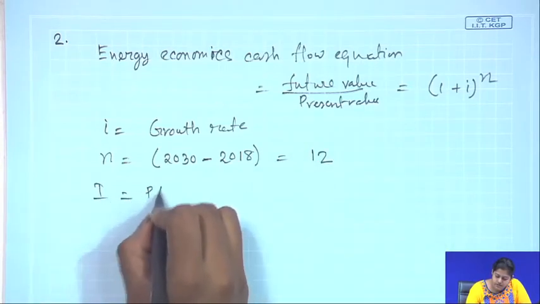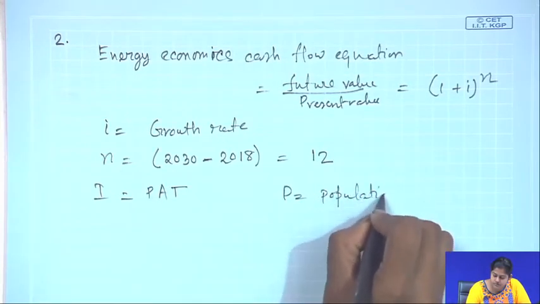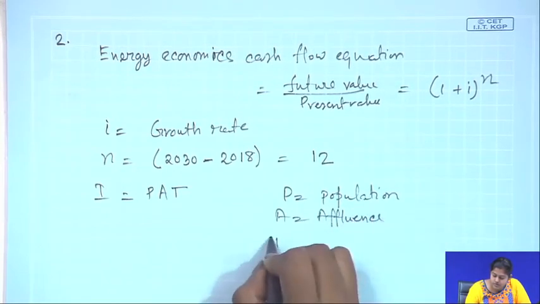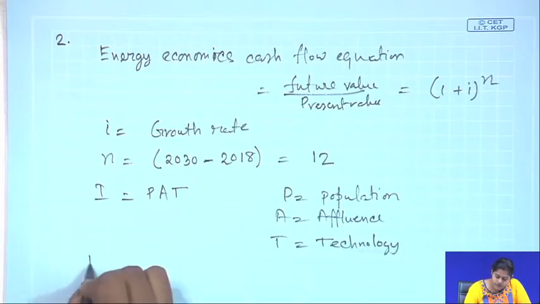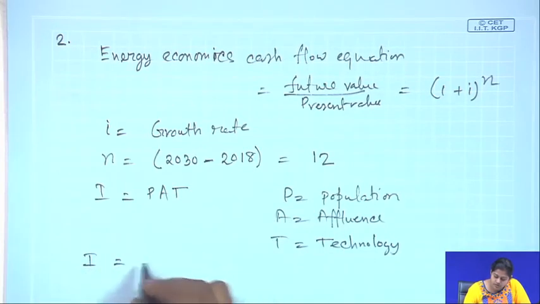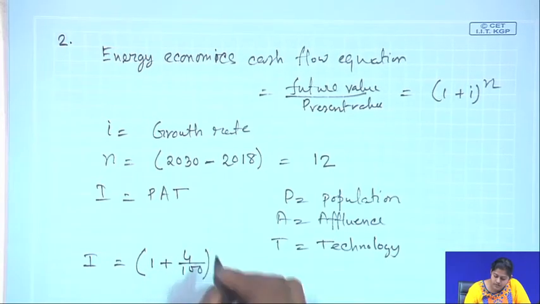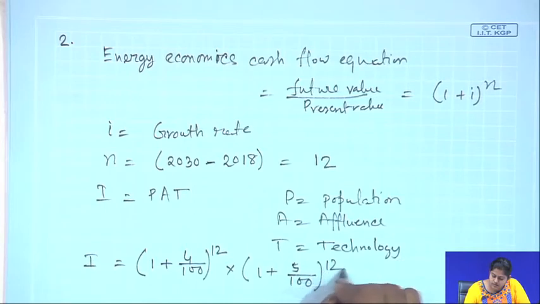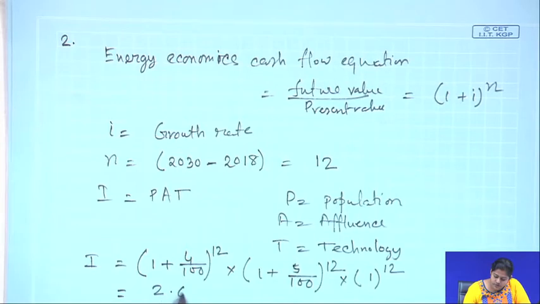Now, in the IPAT equation, P is equal to population, A is equal to affluence and T is equal to technology. If we put all our values in this equation, this will be (1 plus 4 divided by 100) to the power 12, since P is 4%, into (1 plus 5 divided by 100) to the power 12, as affluence is 5%, and technology remains at the same level. If you calculate this, this will be 2.88.